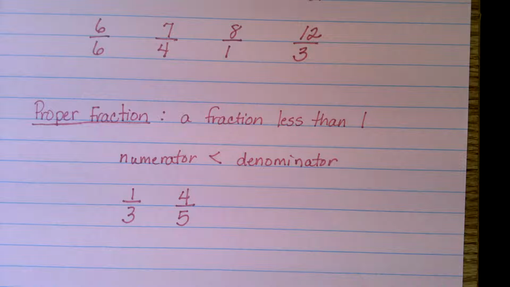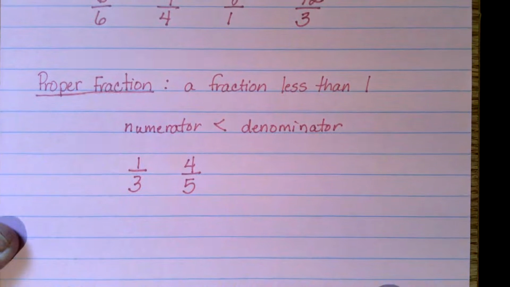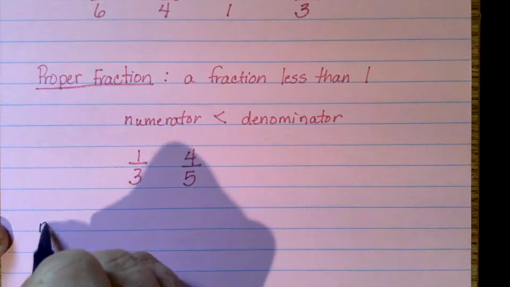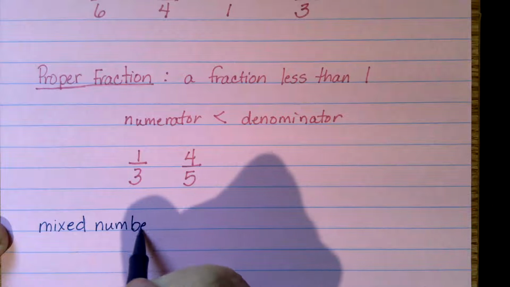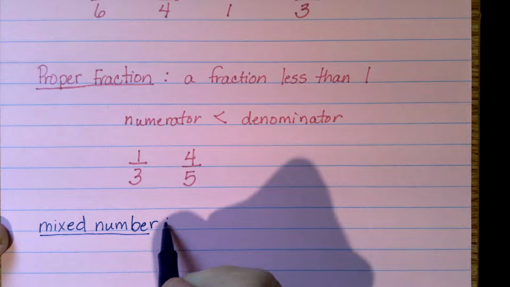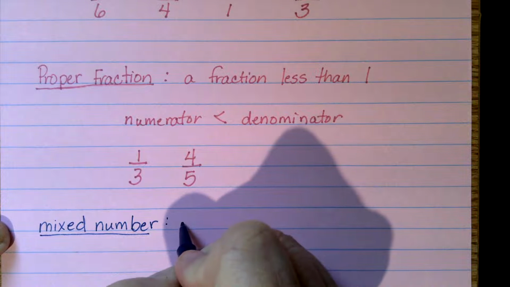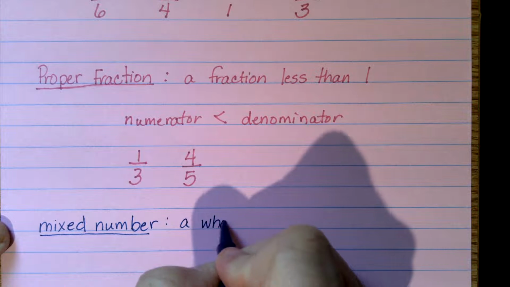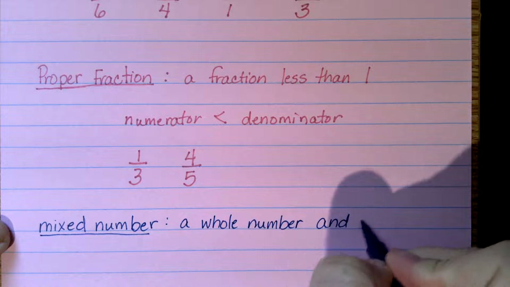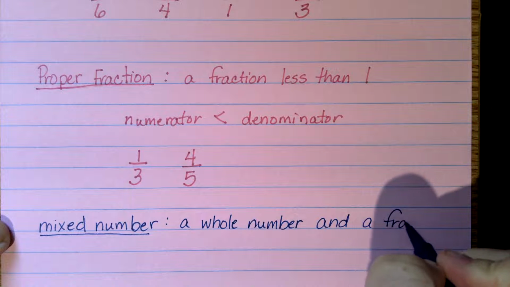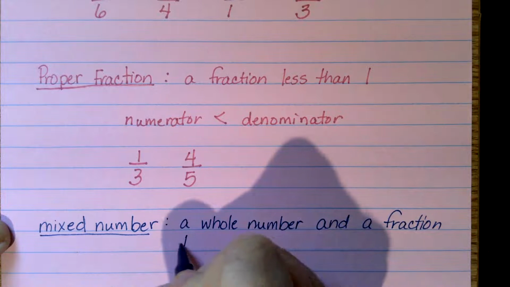And let's see what else it says. Oh, it gives us another vocabulary word without giving us a vocabulary word. So the other vocabulary word is going to be mixed number. And a mixed number is just a whole number and a fraction together.